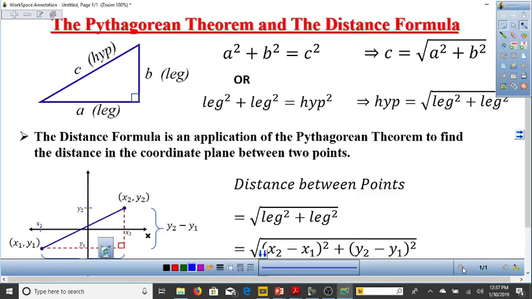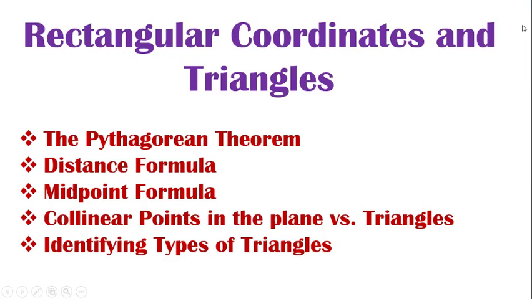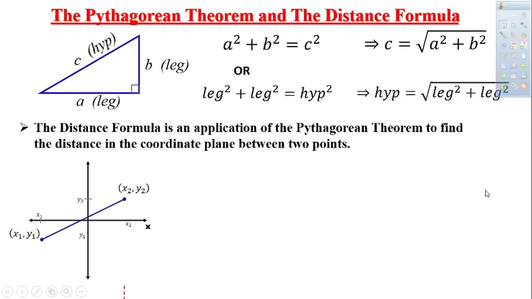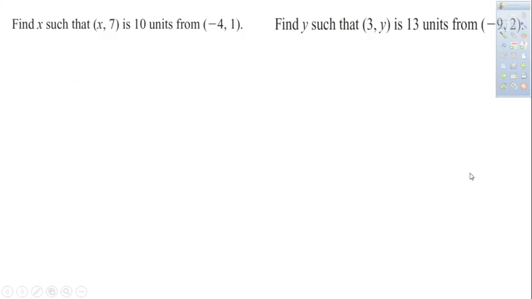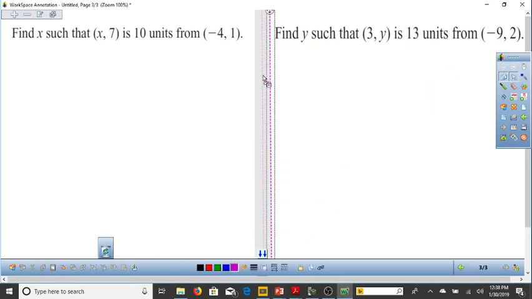Now, let's do a quick couple of examples here, and then we will go on to some other applications. So let's take a quick look at this example. We have two questions that we want to do here. One says, find the x value such that these 2 points are 10 units apart, and find the y value so that these 2 points are 13 units apart. So let's see if we can do those. They're done similarly, so basically I'll be doing the same question twice, just with two different sets of variables.